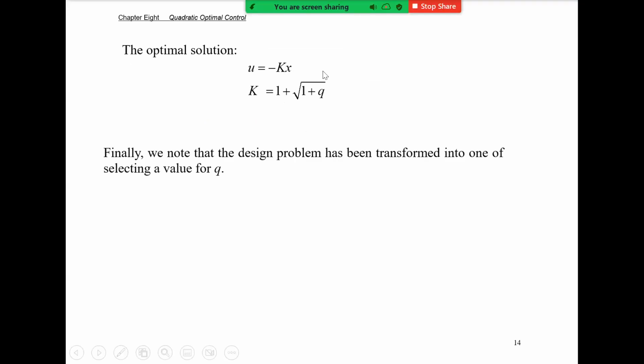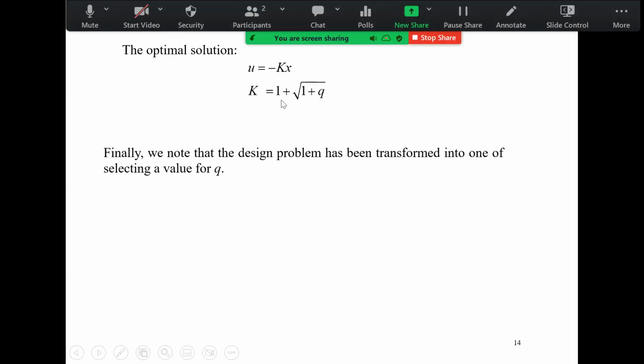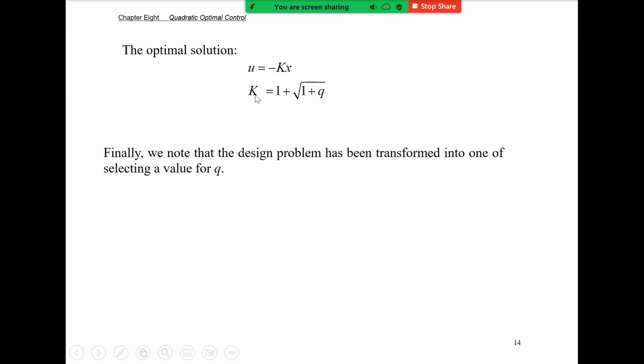Now you can say this gain will depend upon the weight factor Q. Q is the weight for the state. If we put a higher Q, we put more emphasis on the state. We want it to be much faster. A higher value of Q will give us a higher gain, and the higher gain will give a higher control signal. A higher value control signal means that it will be more expensive.